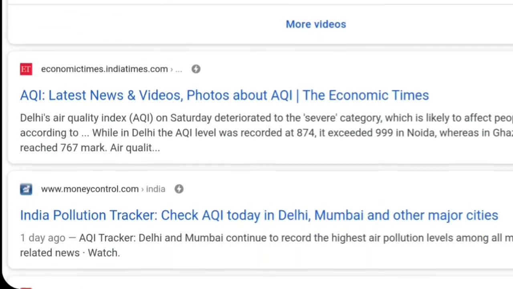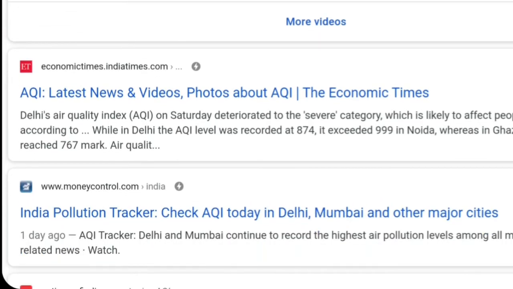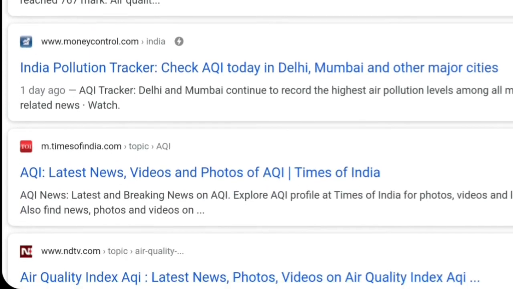So today we are going to discuss air pollution, air quality index, and we are going to take Delhi as a case study to study this particular topic.